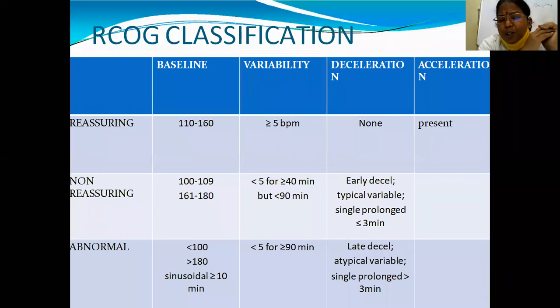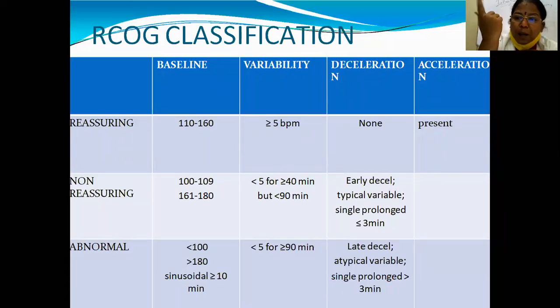Non-reassuring is a baseline of 100 to 109 or 161 to 180. The variability is less than 5 for more than 40 minutes but less than 90 minutes. Early decelerations are there, typical variable decelerations, and a single prolonged deceleration. This is a non-reassuring fetal heart rate pattern.